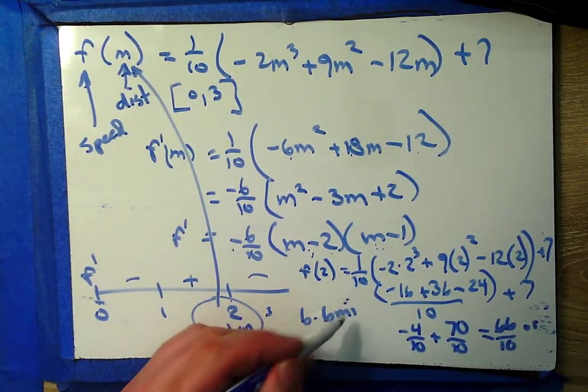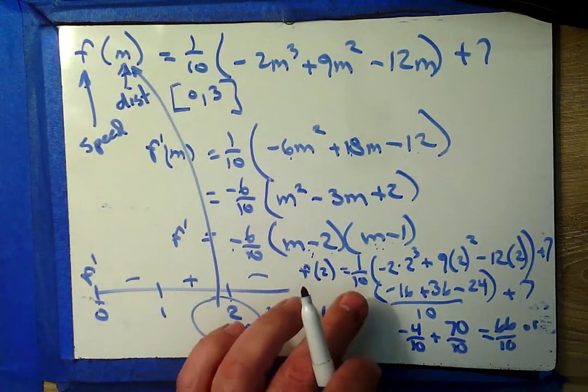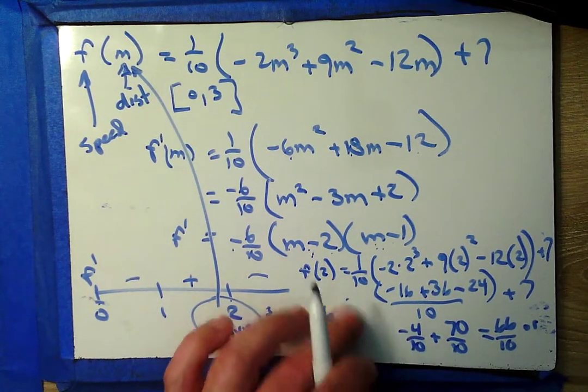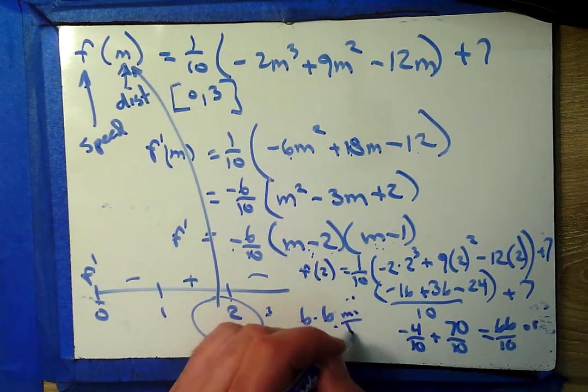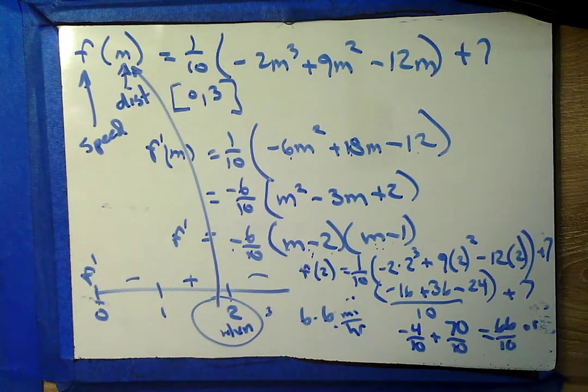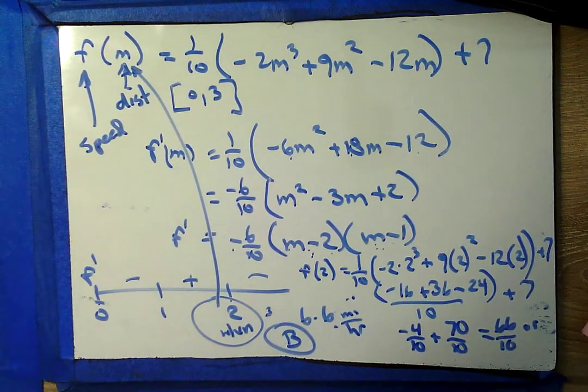6.6 miles was the input, and 6.6 in miles per hour. Okay, so I think my answer to number 6 is 6.6 miles per hour. Now, it does say, what is the maximum speed? It is multiple choice, and so I'm going with B.